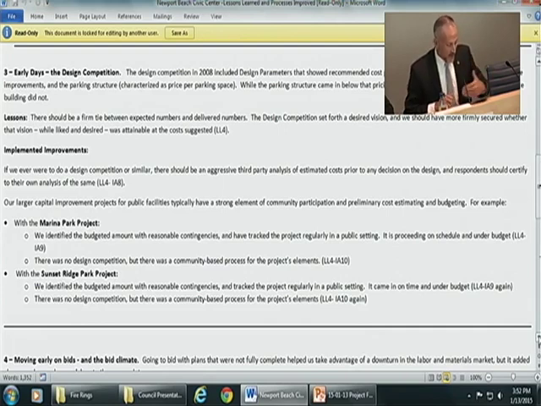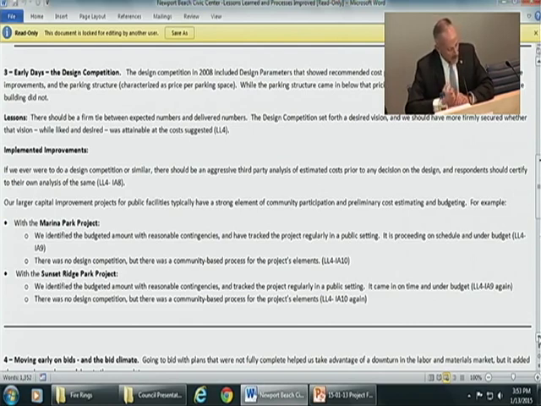So the lesson here is there should be a firmer tie between the numbers that you expect to see and what's delivered. And there's a way to do that, and that is to require the architect, the designer, to certify independently that when we ask for a price per square foot, it can be delivered at that as an all-in cost. We didn't have that.